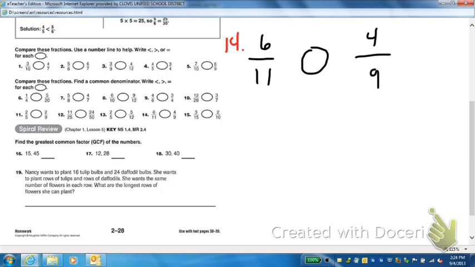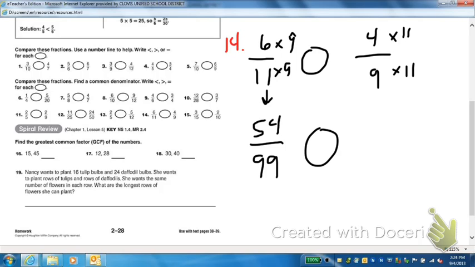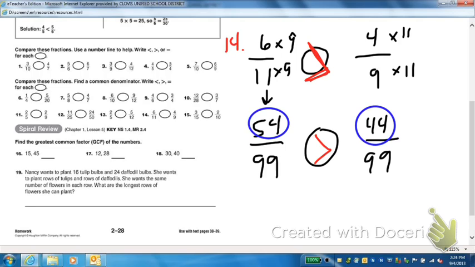6/11 and 4/9. We'll multiply this side by 9 and this side by 11. We get 54 over 99. We get 44 over 99. So 54 is greater than 44. So your answer would be 54. 6/11 is greater than 4/9.